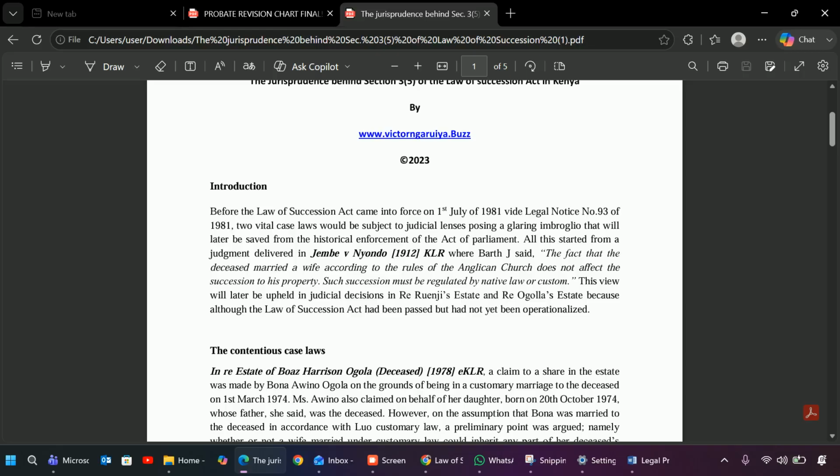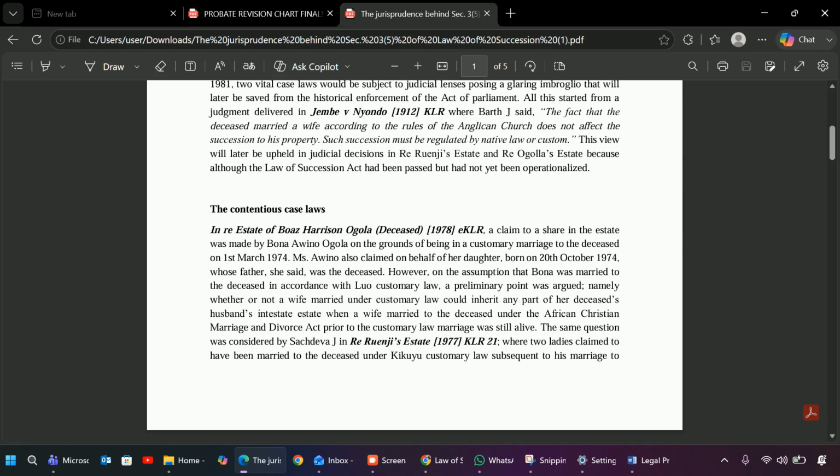This view was later upheld in judicial decisions like the Ruwenji's estate and the Ogola's estate, because although the Law of Succession Act had been passed, it was yet to be operationalized. Let us look at the various contentious case laws. In the case of Re Estate of Boaz Harrison Ogola, 1978, a claim to a share in the estate was made by Bona Awino Ogola on the grounds of a customary marriage to the deceased on 1st March 1974. Miss Awino also claimed on behalf of her daughter, whose father, she said, was the deceased.